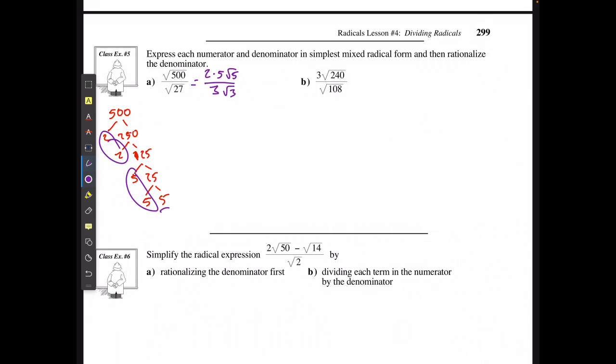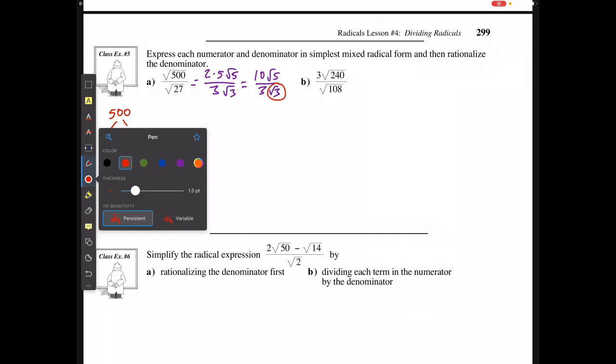This is the same as 10 root 5 over 3 root 3. Now, as opposed to having to multiply the top and the bottom by the square root of 27, I can multiply them by the square root of 3 to cancel out the radical. So I can deal with much smaller numbers.